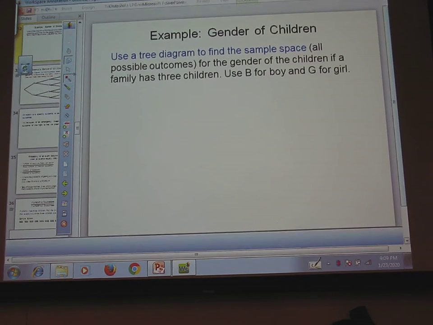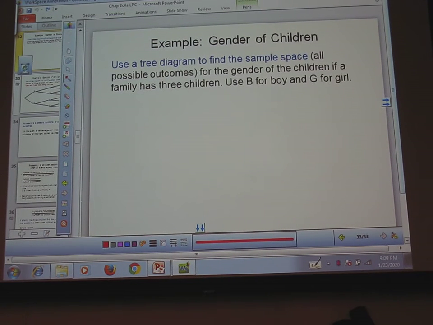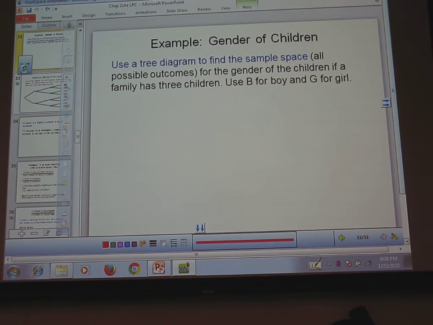Let's do an example together for making a tree. We're going to do gender of children. We're going to find the sample space, in other words, all possible outcomes for the gender of children if a family has three kids. B for boy, G for girl. What's the first decision I make? Is it going to be whether I have one child or two children or three children? Is that their decision? No, they're going to have all three children. So what's the first decision that's made? The first kid. Yeah, gender, boy or girl. So is the first kid a boy or a girl?